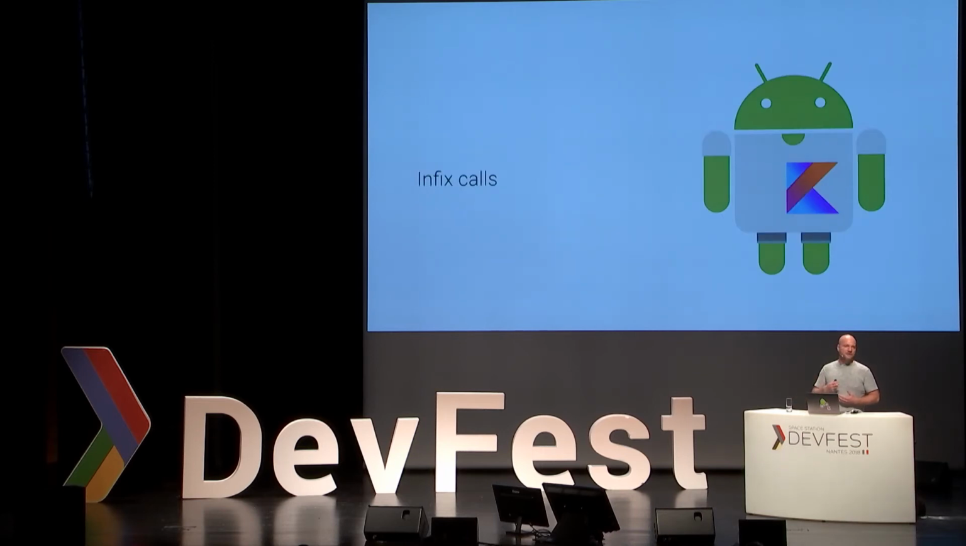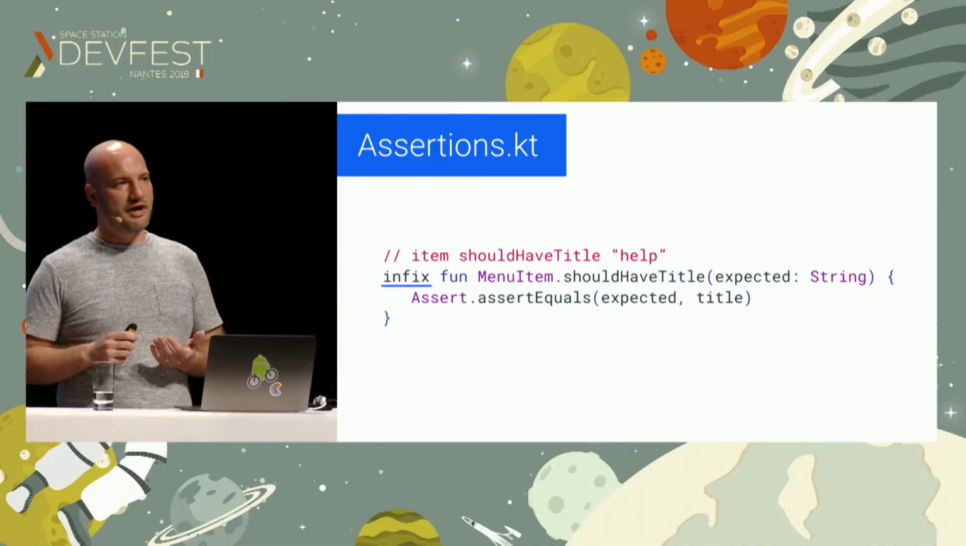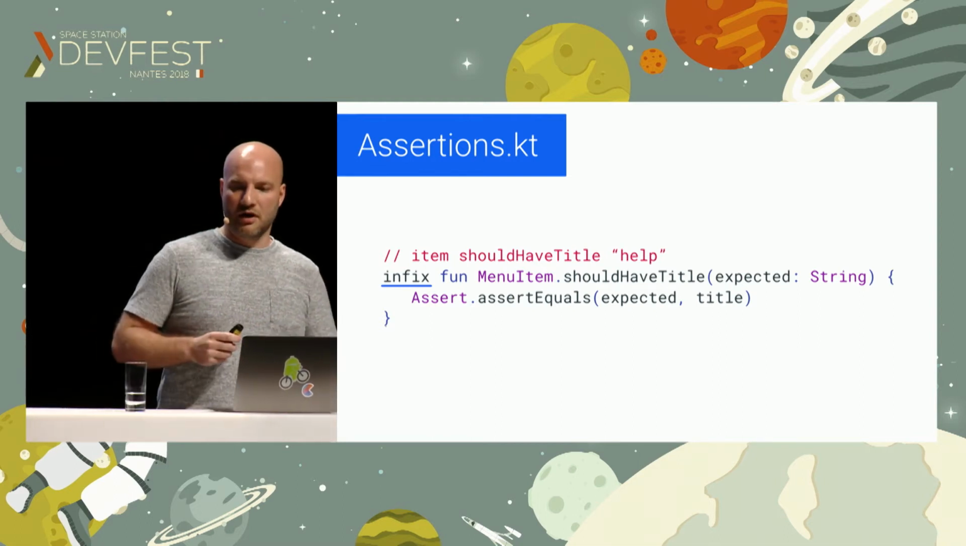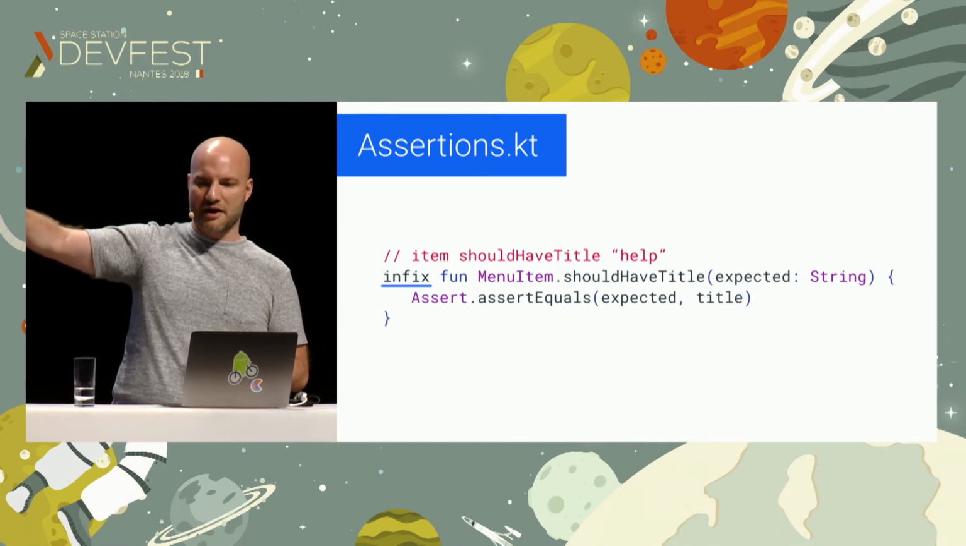Kotlin supports infix calls. Infix just means put it in the middle. So let's apply should have title with infix and see what it looks like. So to make a method infix in Kotlin, you just add the infix keyword before it. Infix can be applied only to members and extensions that take a single argument. So here we're saying, I would like to make an infix method between menu item and a string.